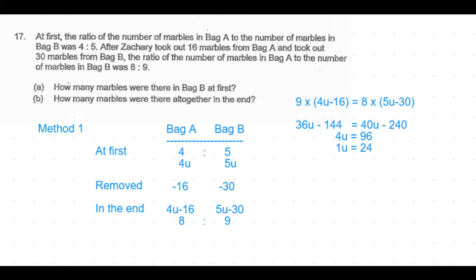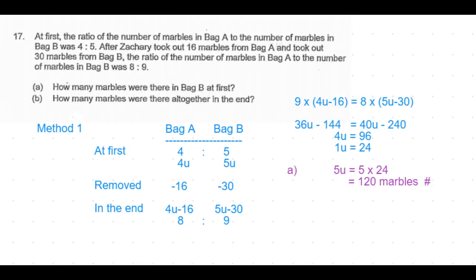First part of the question is how many marbles were there in bag B at first. In bag B at first there were 5 units. So 5 units is equal to 5 times 24, which is 120 marbles. That's the answer for part A.